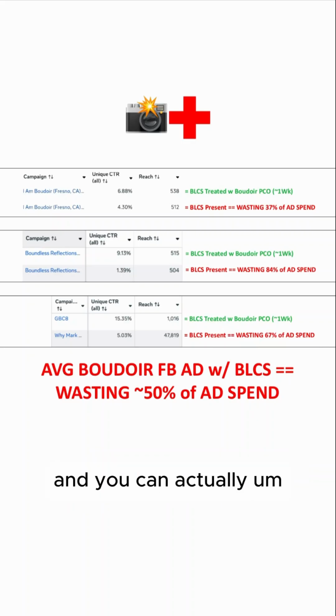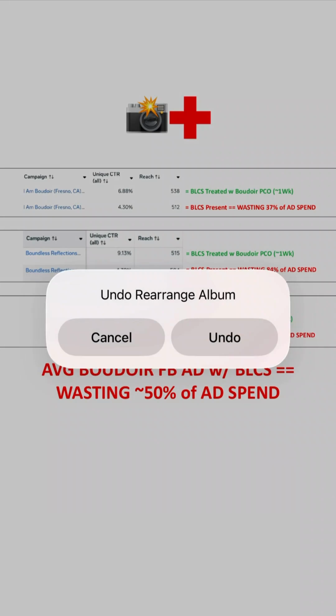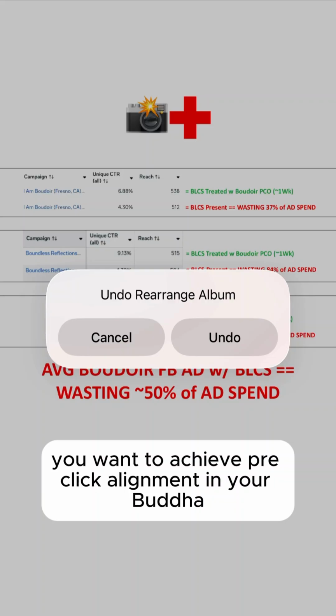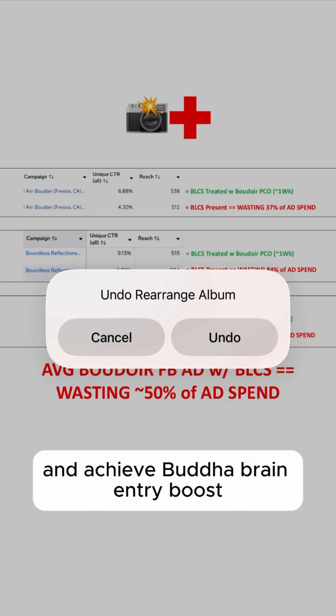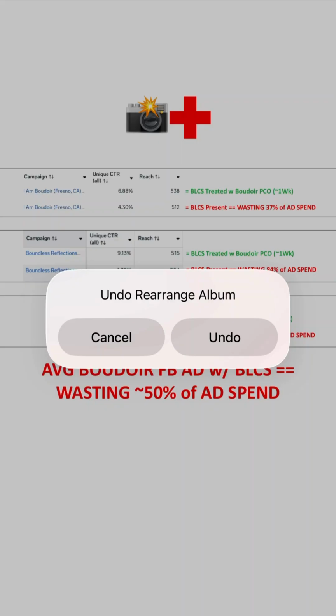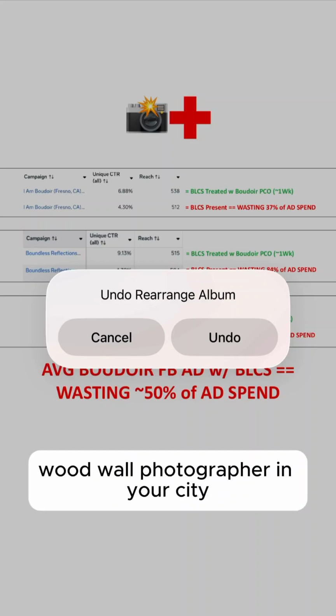So that's an outcome you want. And you want to achieve pre-click alignment in your Boudoir Facebook ads and become a dominant Boudoir advertiser and achieve Boudoir brain entry boost. Because you need that on your way to become the number one boudoir photographer in your city.